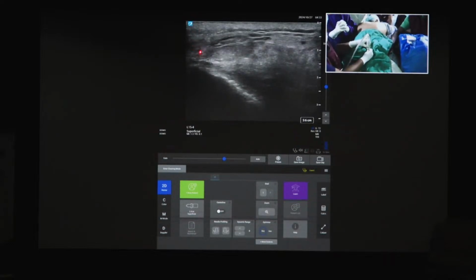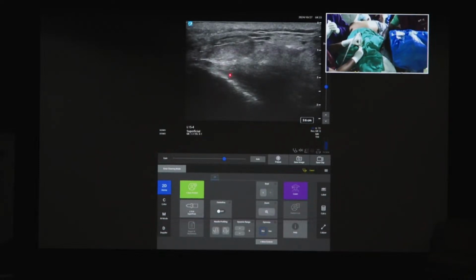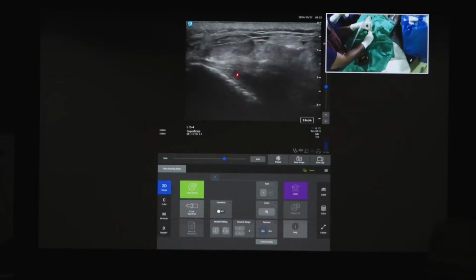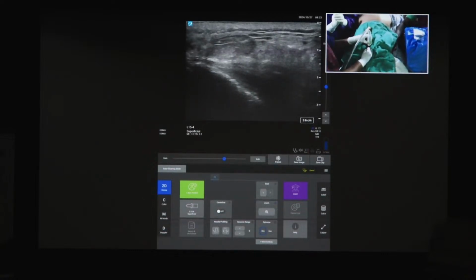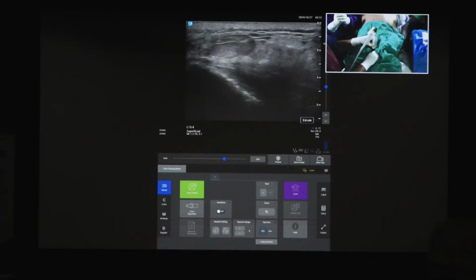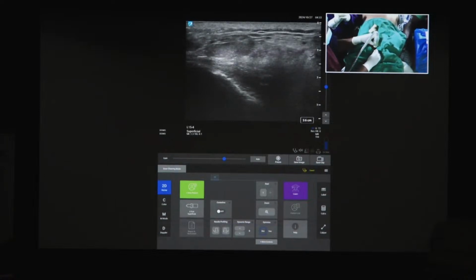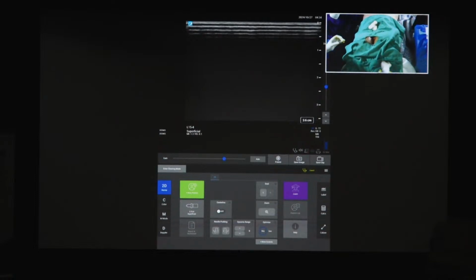Now you can see the needle is coming in plane. Now we will confirm it with the fluoroscopy. You can see the needle is in the canal. So now we will confirm it with the contrast.